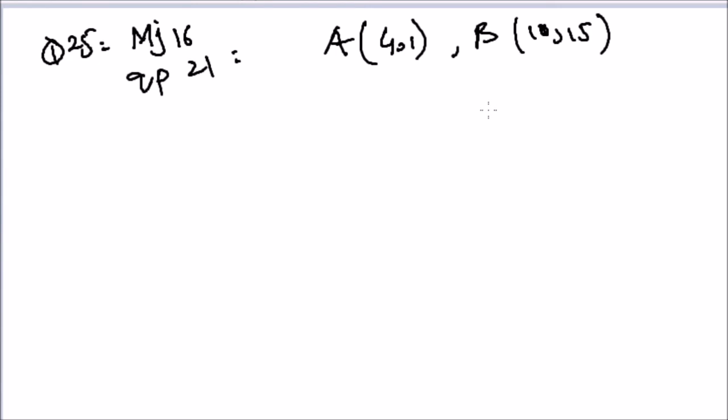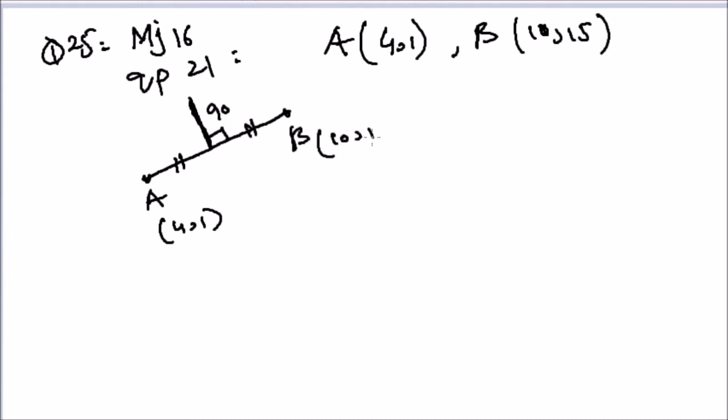Find the equation of the perpendicular bisector of line AB. Very simple question. Point A is here and point B is here. Of course the perpendicular bisector divides the line into equal parts and crosses the line at the midpoint. So this side and this side should be the same, and it divides here at the midpoint, in perpendicular. So there is a 90 degree angle here. First of all we need the midpoint, here (4, 1) and here (10, 15).